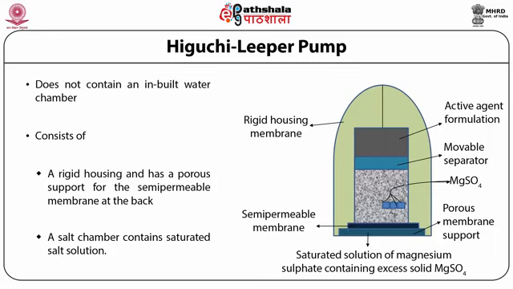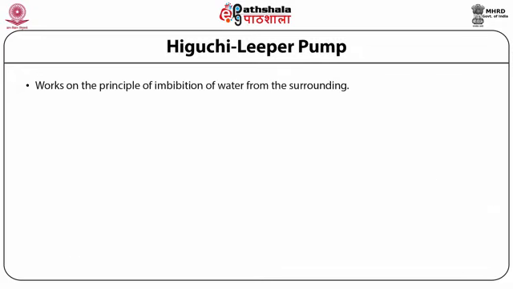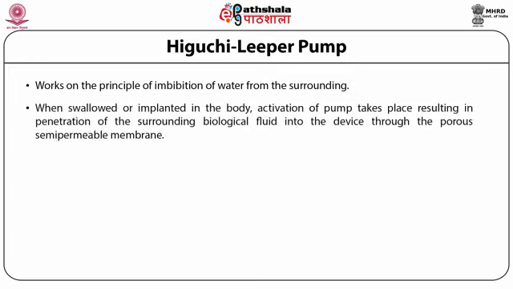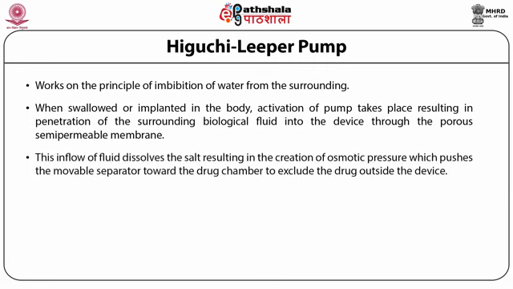You already know, I had already told you about the pore former. So here the pore former is magnesium sulfate. This actually works on the principle of imbibition of water from the surroundings. So when implanted into the body, activation of the pump takes place, resulting in penetration of surrounding biological fluid into the device through the porous semi-permeable membrane. This inflow of fluid dissolves the salt, and that salt, after dissolution, exerts osmotic pressure, a rise in osmotic pressure, which pushes the movable separator toward the drug chamber to exclude the drug outside the device.